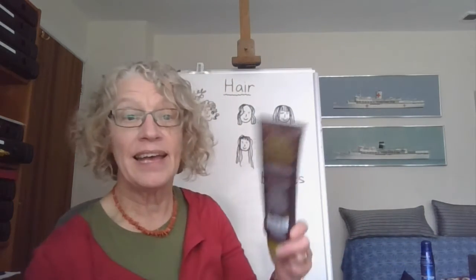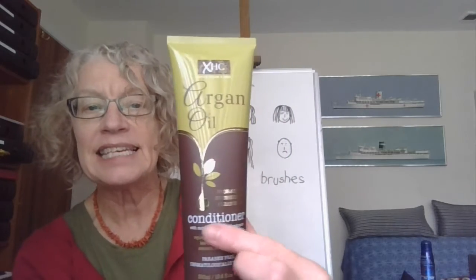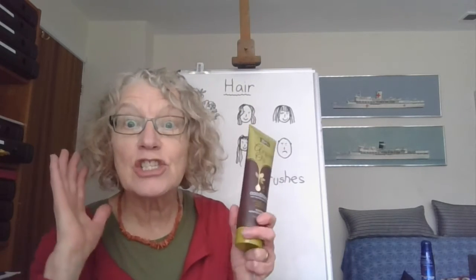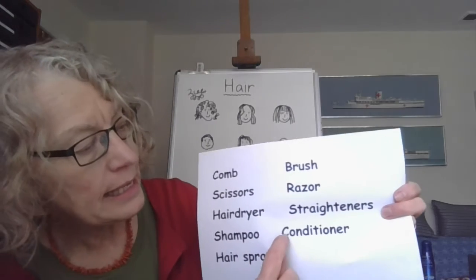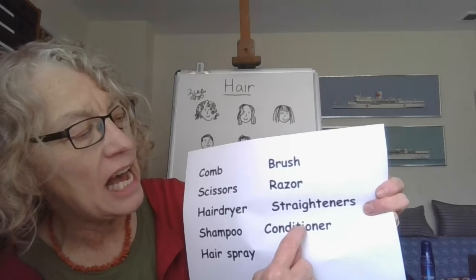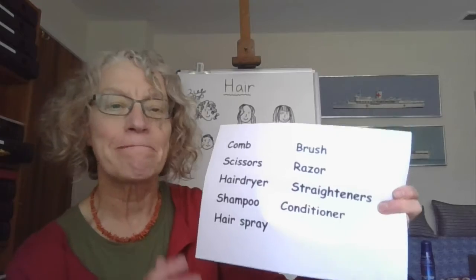The other thing that we might put on our hair is this. Again, I'll hold it close. And this is conditioner. When you've had your hair washed and it's still wet, you might put this on your hair to make it shiny and to make it soft. So this is conditioner. C-O-N-D-I-T-I-O-N-E-R. Conditioner.